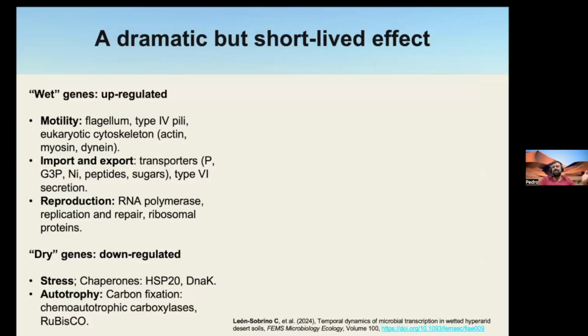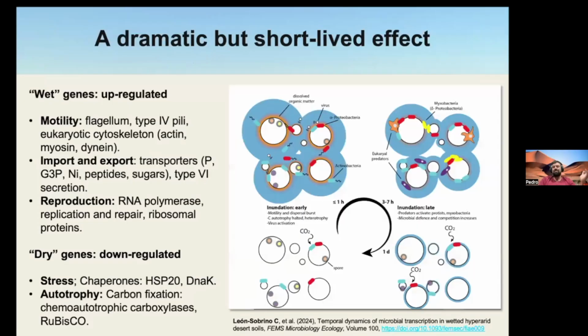So this led my colleagues to the model you can see here on the right, which was that in the absence of water, in their anhydrobiotic state, communities are mostly either inert, dormant, in spores, or they're expressing genes that are related to autotrophic metabolism. So things like carbon fixation, chemotrophic carboxylases, or RuBisCO, etc. And they're also expressing stress-related proteins, as you would expect.